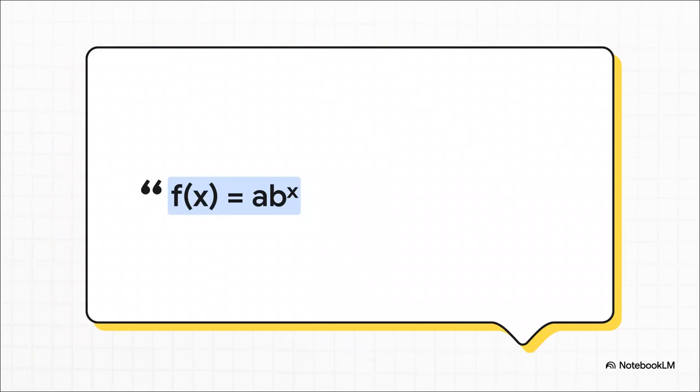A is your starting amount, the initial population. B is the growth factor, and the magic is that X, the amount of time that's passed, is up there in the exponent. That's what creates the compounding effect. It's basically the mathematical formula for a snowball rolling down a hill, getting bigger and bigger, faster and faster.